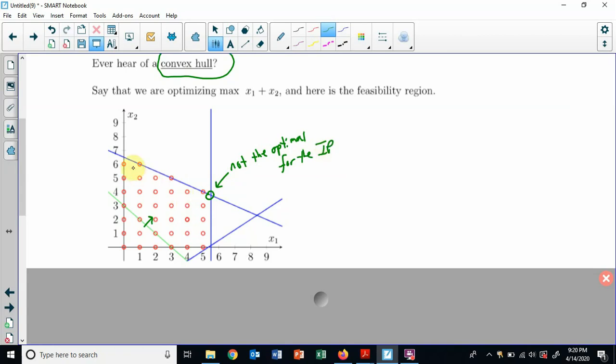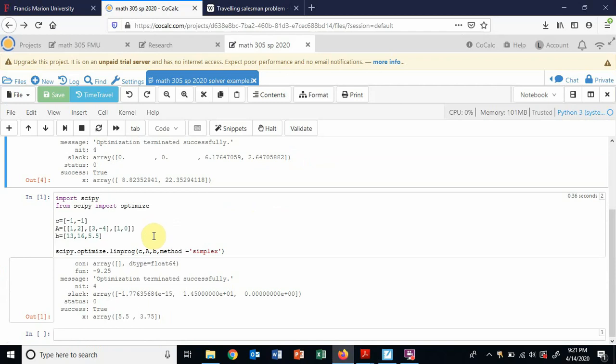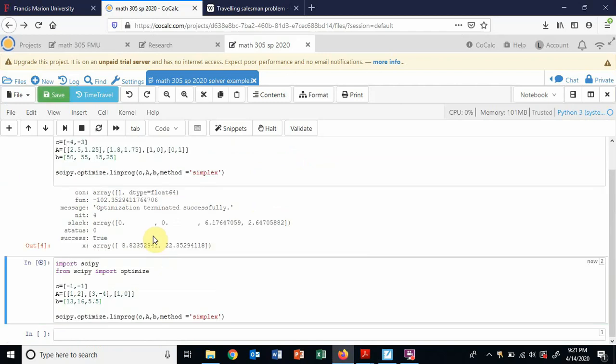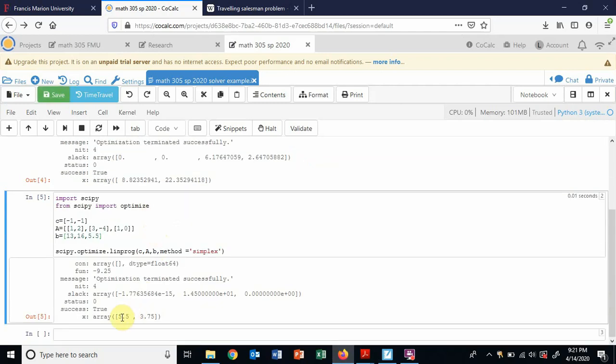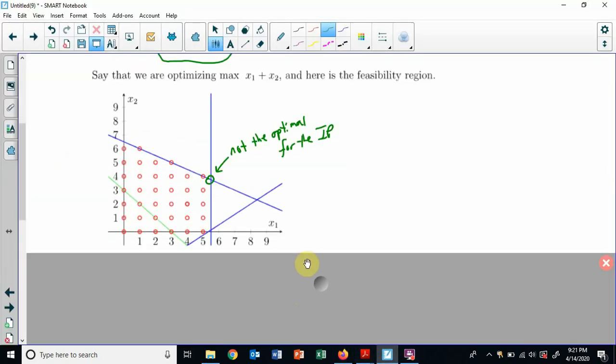So all these red circles are the integers that are inside feasibility, the feasible points. All right, so it's got to be one of these. So you don't want to have to check all of them. That would take a long time. So you may just round. So I actually put this in Python and I ran it. And here's what I came up with. The solution was 5.5. That's that same point, right? 5.5 and 3.75. And I think I wrote that down.